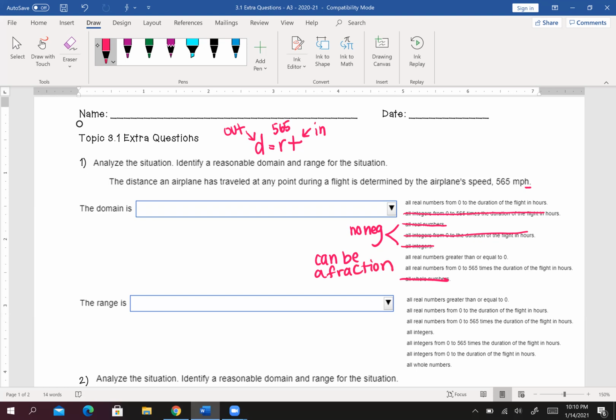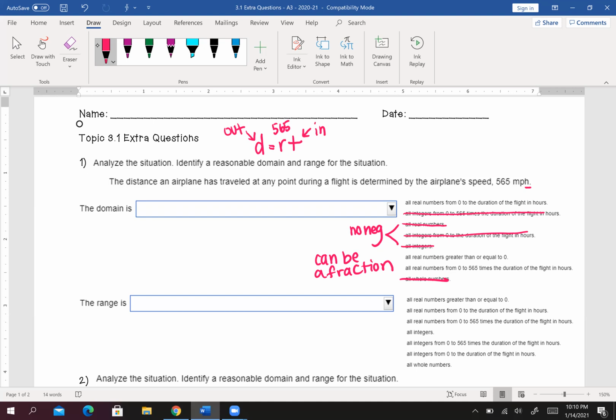Okay, so we're left with 3 answer choices, so that's not so bad. So let's look at these. We have all real numbers from 0 to the duration of the flight in hours. That seems to be making sense to me. If we're talking about time of this flight, the time can be 0. Okay, the airplane hasn't taken off yet. Or the maximum amount, I believe, would be how long the flight is.